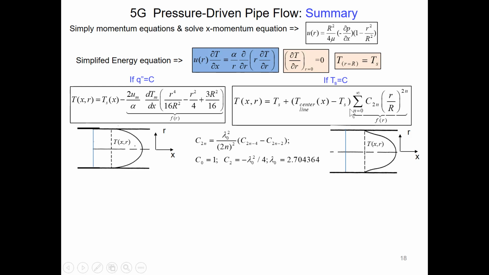By checking these 2 equations, it is noticed this one is only a function of r, and this one is a function of x. As a result, the temperature profile is a function of both x and r. For this temperature profile, it's hard to obtain. As you can see, this is a summation of the series with constant defined right here.